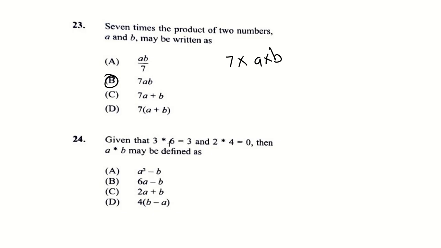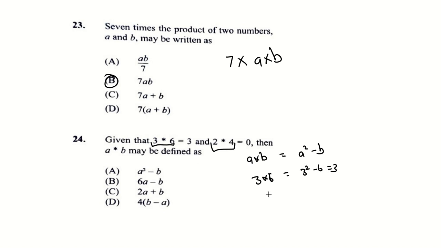Given that 3 asterisk 6 is 3 and 2 asterisk 4 is equal to 0, then A asterisk B is equal to. So what I would do is substitute these two pairs of values, 3 and 6, into this, and it must work for both. So I have to get the answer 3 and I have to get the answer 0. 3 squared is 9, minus 6 is 3, so it does work for this. So let's say A asterisk B is A squared minus B, so 3 asterisk 6 would be 3 squared minus 6, which is in fact 3.